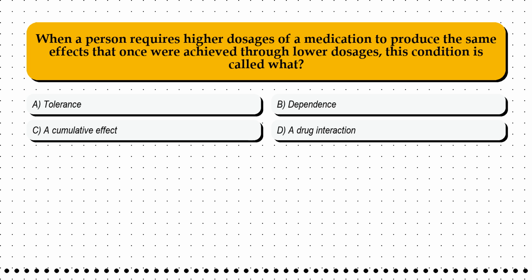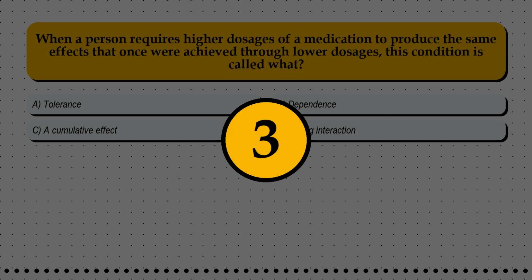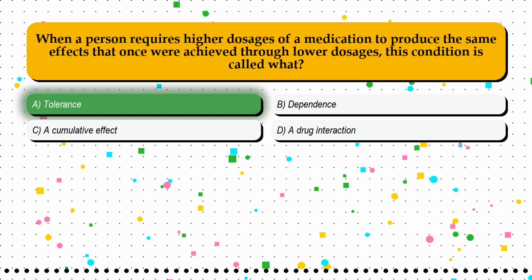Option A, tolerance. Option B, dependence. Option C, a cumulative effect. Option D, a drug interaction. The correct answer is option A, tolerance.